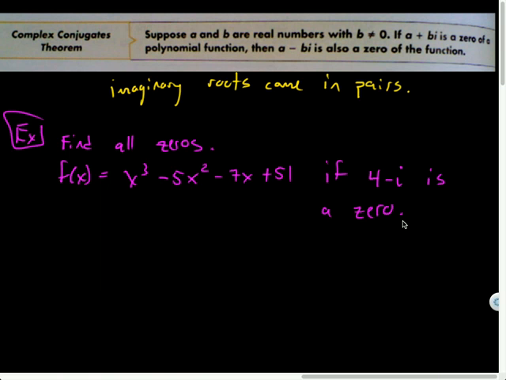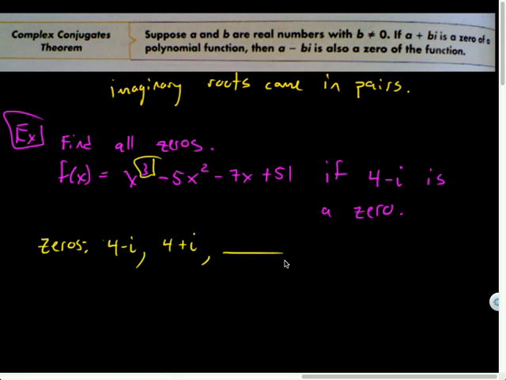So for this polynomial, they've given us a hint. They're saying we happen to know that 4 minus i is a 0 of this function. So if 4 minus i is a 0, then 4 plus i is also a 0. First of all, we know there's 3 zeros. We know that 4 minus i is a 0, and by the complex conjugates theorem, 4 plus i would also be a 0. And then there's one more that I'm looking for.